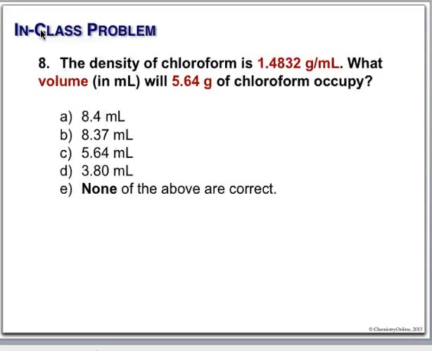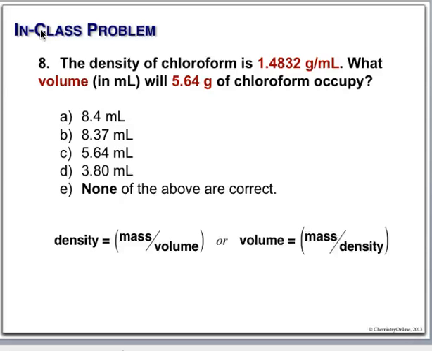Density of chloroform is so-and-so. What volume in mils will 5.64 grams of chloroform occupy? Density, we know, is simply mass divided by volume. Here, we're looking for a volume, aren't we? So all we have to do is rearrange this equation. Volume is going to be equal to mass divided by density.